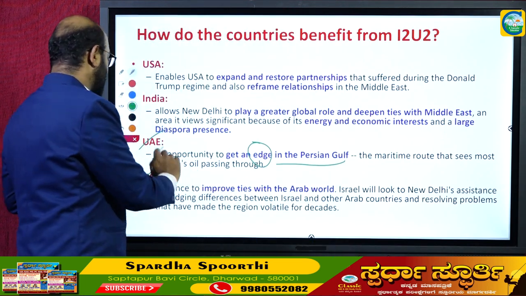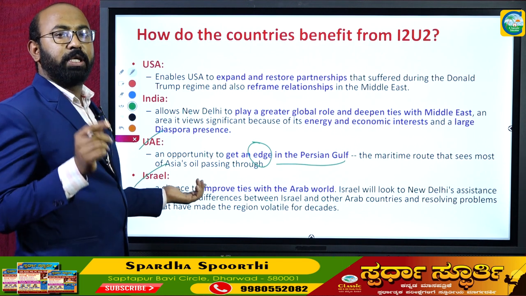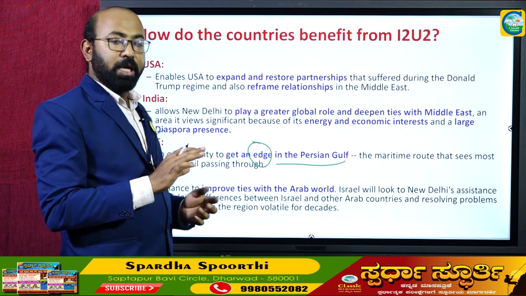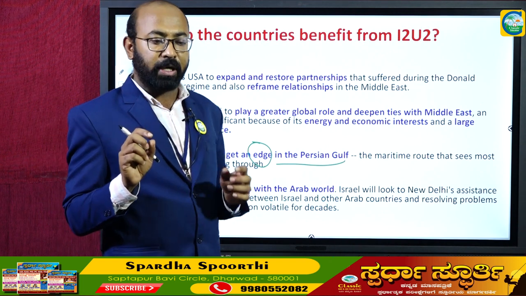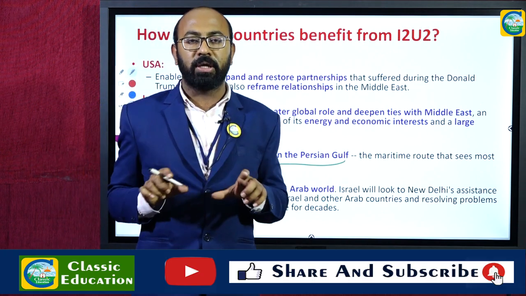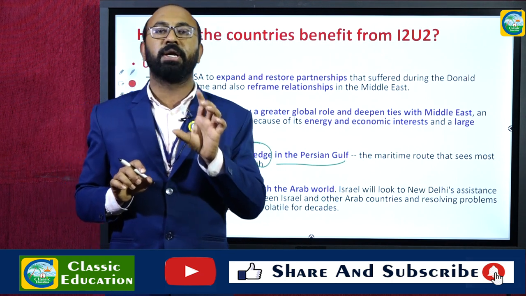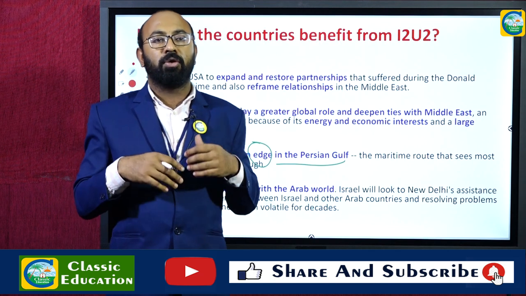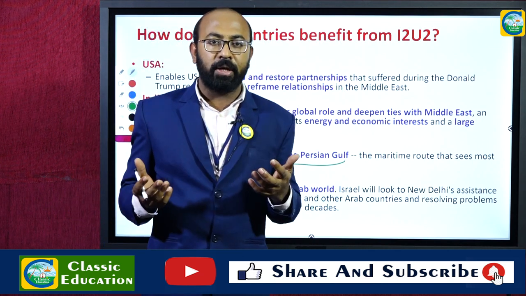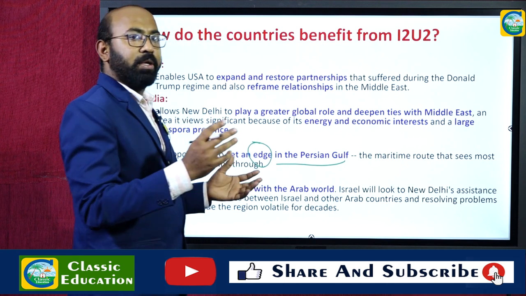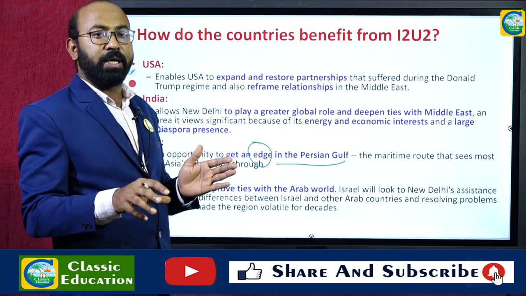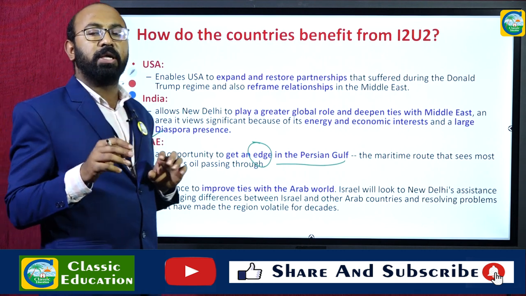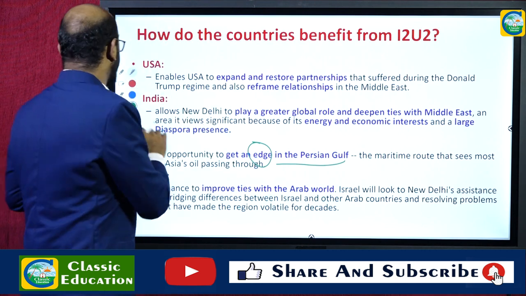Okay, then Israel. This grouping will give Israel a chance to improve its ties with the Arab world. So far, Israel's relations were not that good with the surrounding Arab world countries. By having mutual trust and interacting in a cooperative manner, Israel can become a trusted friend of the neighboring countries. In this way, the four members will get different benefits from this grouping.